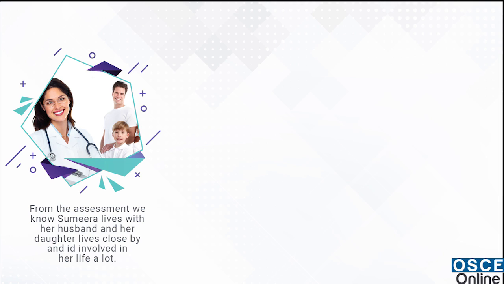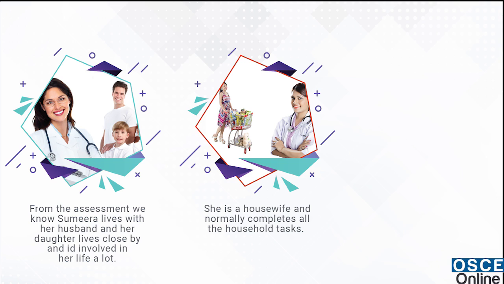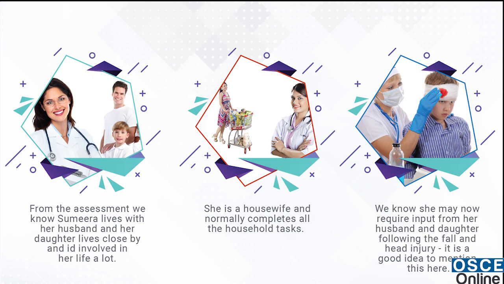From the assessment, we know Sumira lives with her husband and her daughter lives close by and is involved in her life a lot. She is a housewife and normally completes all the household tasks. We know she may now require input from her husband and daughter following the fall and head injury. It is a good idea to mention this here.